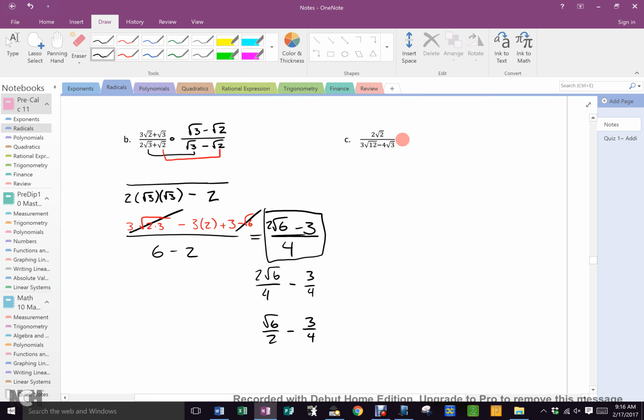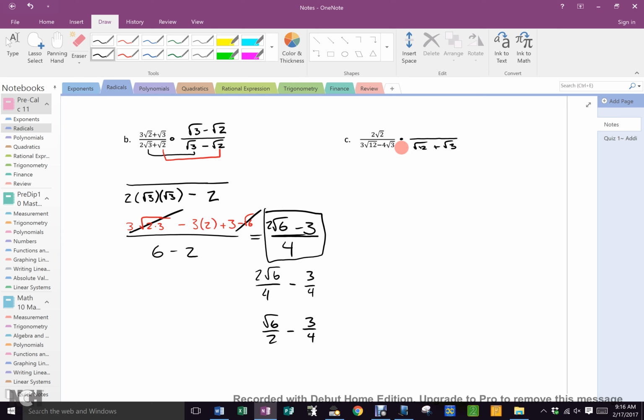Okay, so let's look at this one. What is my conjugate here? Root 12 plus root 3. Why don't I care about the 3 and 4? They can stay there. Now, some of you will want to put that 3 and 4 in there. Is that okay? Sure, if you want. It just makes it more difficult to simplify later. Understand? I don't like putting those in there.